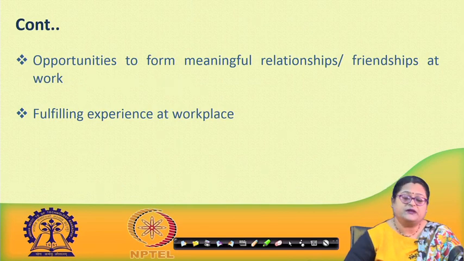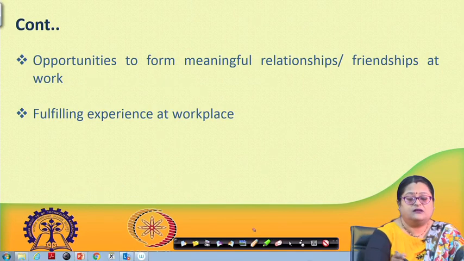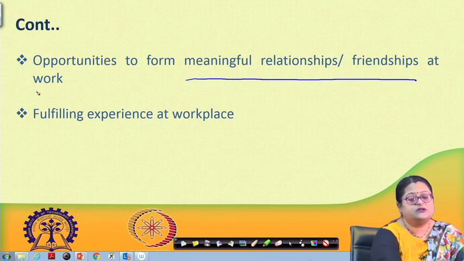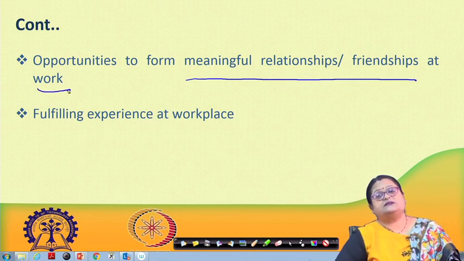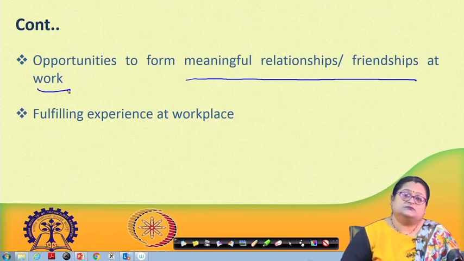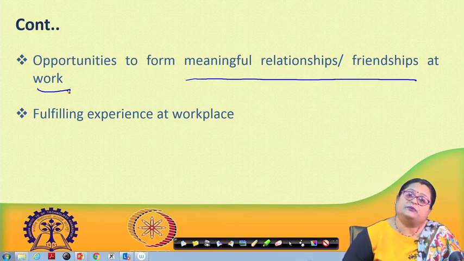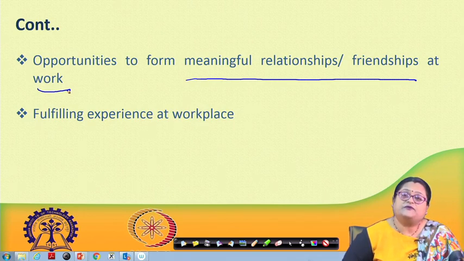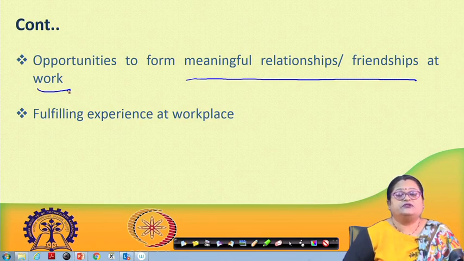Opportunities to form meaningful relationships and friendships at work. So, this is also important. Nowadays, people are more into forming friendships and relationships, networking at work, and we have found from past studies also that if you have a set of like-minded people who are working together, or with whom you can exchange your thought process, which gives you a we feeling, that improves your performance with the organization.